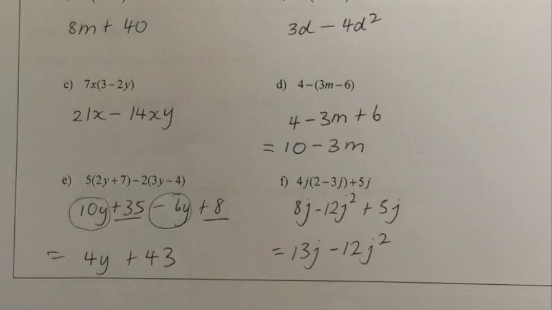Okay, F. So 4j, brackets 2 minus 3j, close brackets, plus 5j. So if we multiply that out, that's 8j minus 12j squared plus 5j. And again, if we put our like terms together, we've got 8j plus 5j equals 13j minus 12j squared.